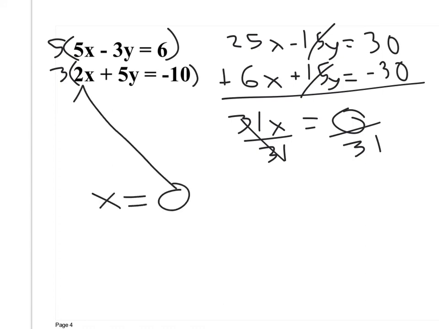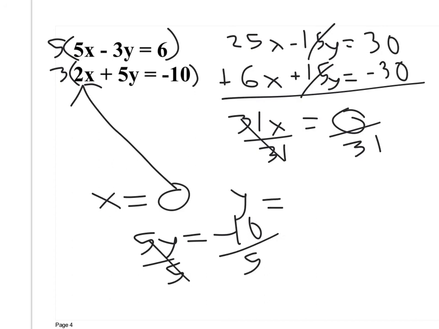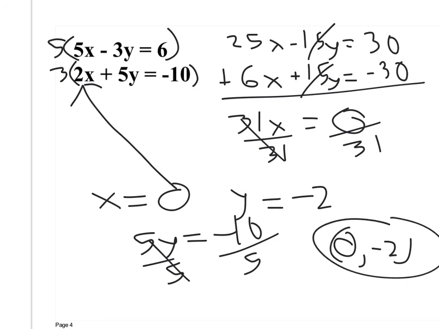Now plug it in. I'm just going to go right there. So that gives me 5y is equal to negative 10. Divide by 5. y is equal to negative 2. So there's my ordered pair: 0, negative 2. If you had gone with eliminating x, you would have found that y was equal to negative 2. And when you plug that in, you would have found that x was equal to 0. So it doesn't matter which one you get rid of, as long as you do all the operations correctly.